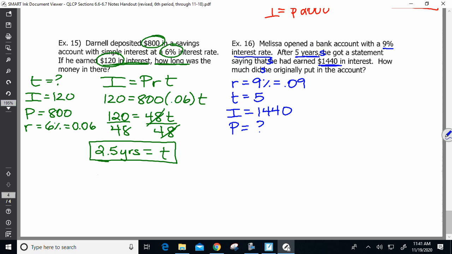So we're missing everything except one thing. We can solve that out. 1440 was I equals P, you don't know, times 0.09 times 5. So we are set up, we are ready to go.